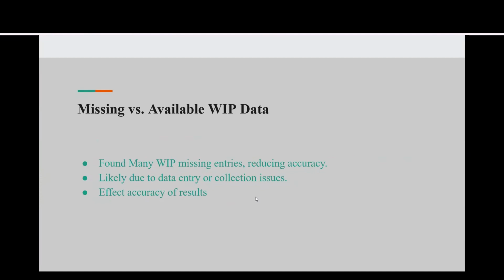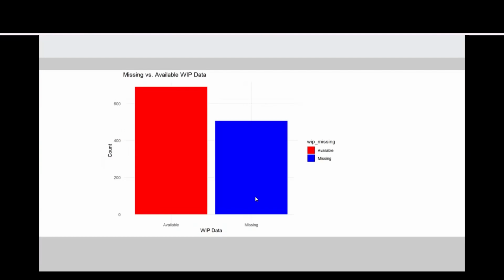Missing or unavailable WIP data, here meaning work in progress. Many work in progress entries are missing. They reduce how accurate the analysis can be. This is probably from a problem with the data entry or recording at the factory. The blue chart shows missing values and the red chart shows available data.